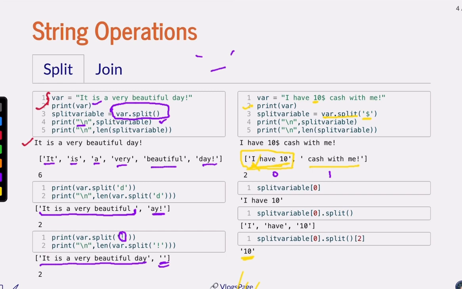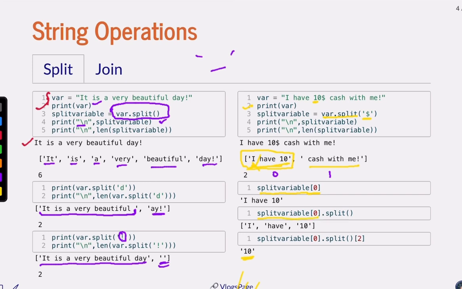So we can extract the first, that is "I have 10", using the indexing concept that we have learned in the previous episode, by mentioning the split variable with an index 0. So it has given that, okay, in this index 0, I have 10 is living in that index. Now we can further split this because this is a string.